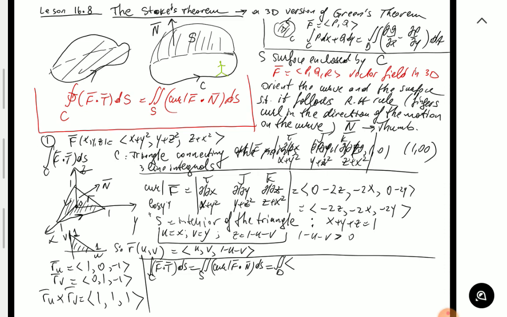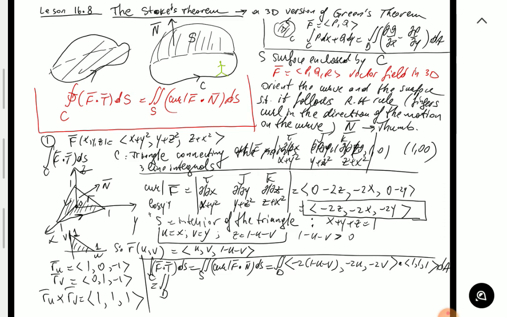The vector field, again, to integrate is not F, just to keep in mind, right? Take a look at this. The vector field is the curl. So minus 2z becomes minus 2 quantity 1 minus u minus v, comma minus 2x, which is minus 2u, and then finally minus 2y, which is actually minus 2v. And this is dot r_u cross r_v, which in my case is 1, 1, 1 dA. Okay, so now we're going to have to compute this double integral.